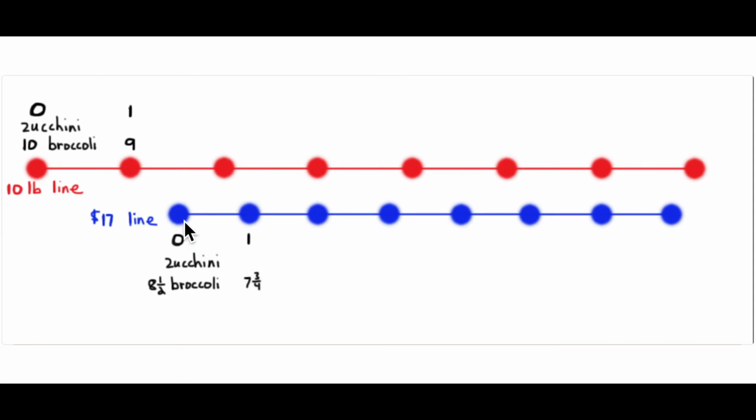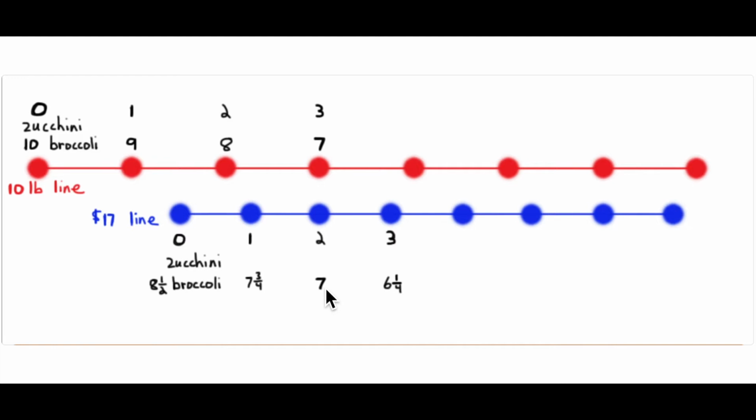So when does the $17 line catch up to the 10-pound line? So when does $17 equal 10 pounds? So if you go to the next trade, a pound for a pound of zucchini and broccoli along 10 pounds, this is going to decrease by 3/4 of a pound of broccoli. So this is a 3/4 of a pound decrease for broccoli, 3/4 of a pound decrease. So you're taking 3/4 of a pound of broccoli away each time.